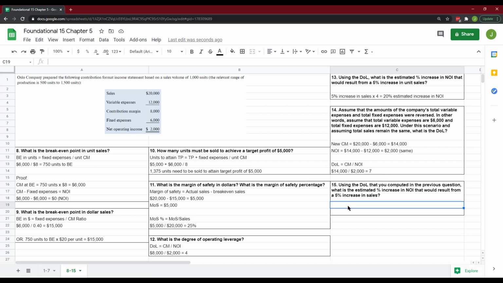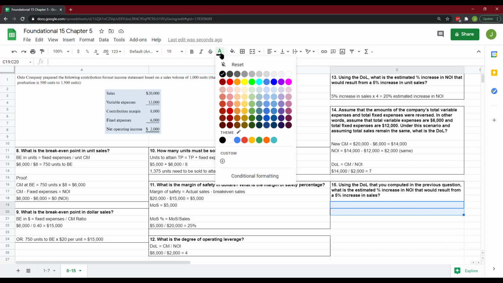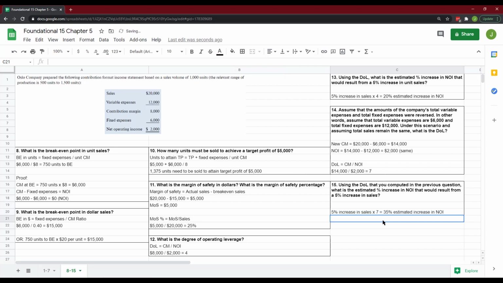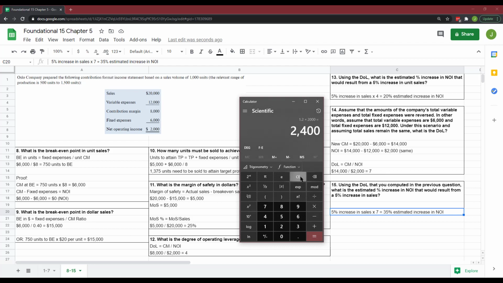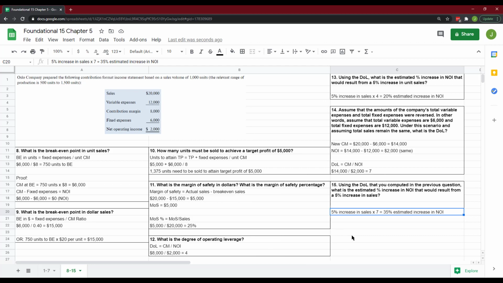So with 15, they're saying, using the degree of operating leverage that we just computed, what is the estimated percent increase in net operating income that would result from a 5% increase in sales? So we're just going to take that 5% estimated increase in sales and multiply it by that degree of operating leverage of 7 to see what that estimated increase in net operating income would be. Well, 5% times 7 gives us 35%. So we would estimate that our net operating income would go up by 35%. Or in other words, if we take 1.35 times 2,000, our new net operating income would be about $2,700 by our estimates. But again, you would plug into that contribution format income statement to confirm that you are left with $2,700. So that's a good idea to practice that.